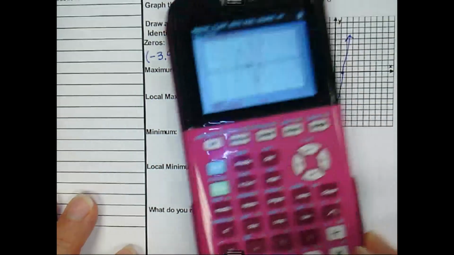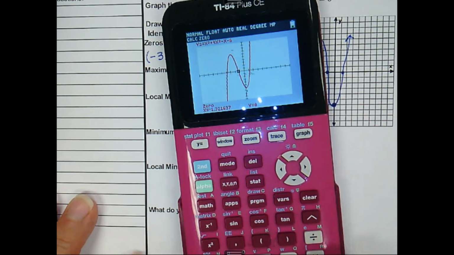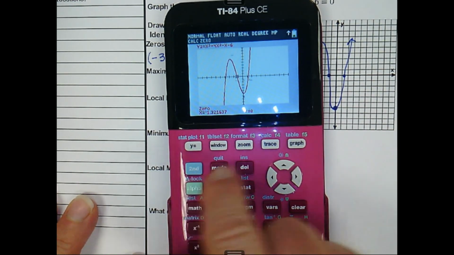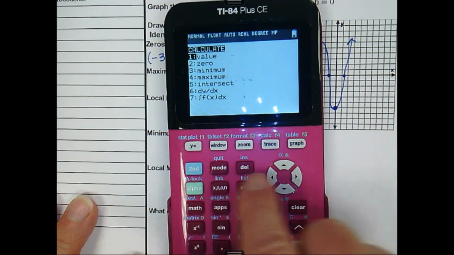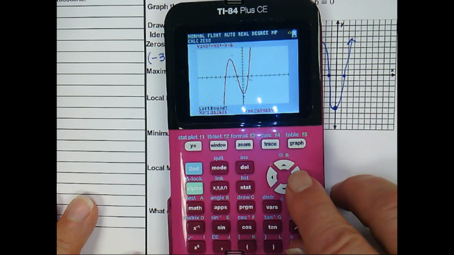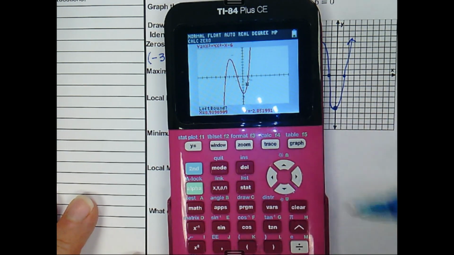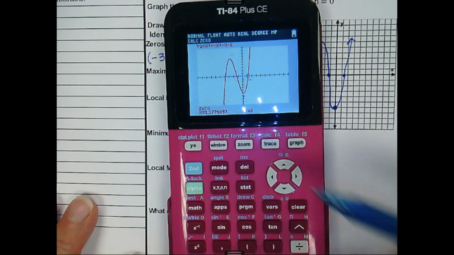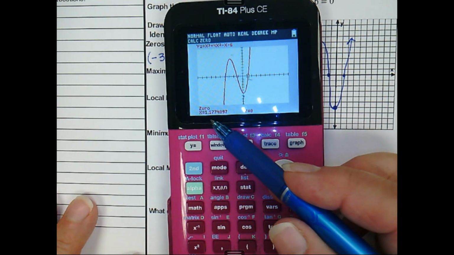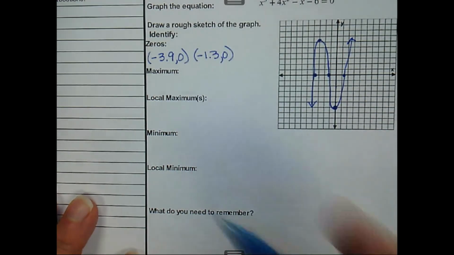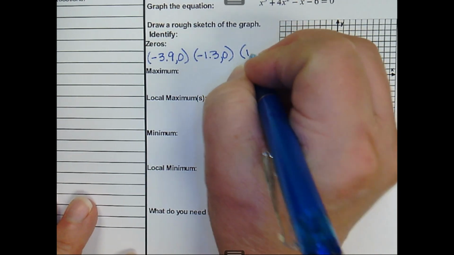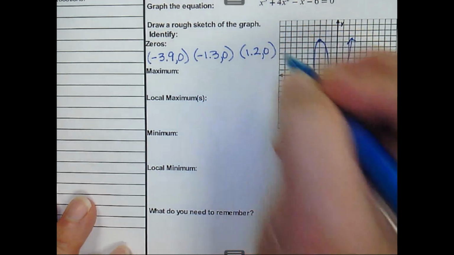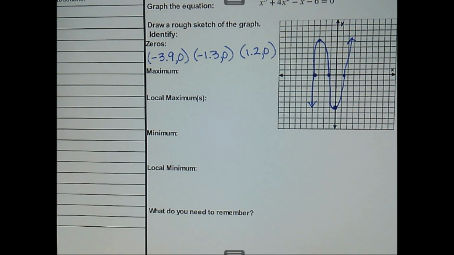And for my last one, this one's going to be the positive one. Second trace, 2. This time I'll be down below the point. That's your left side. Hit enter. Up above is your right side. Hit enter. Hit enter a third time, and it's positive 1.20. Those are your 3 zeros.